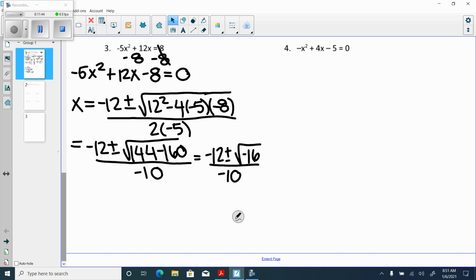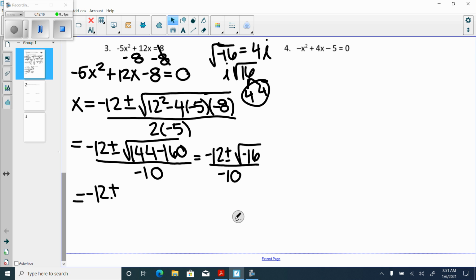Right, we're going to simplify this. So we have negative 16 under there. So our first step would be to pull out the i. Good. Okay, and then we got to make some pairs, right? Does 16 have any pairs? What should we break it into? Perfect. And like before, no leftovers, right? So this just becomes 4i. So we've got negative 12 plus or minus 4i all over negative 10.